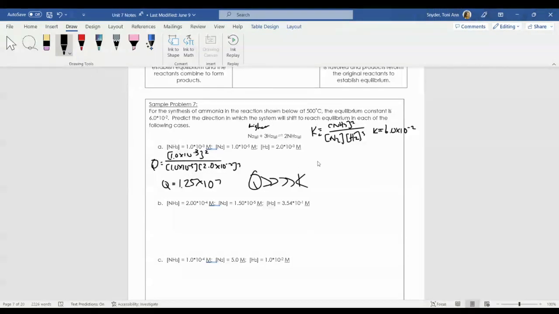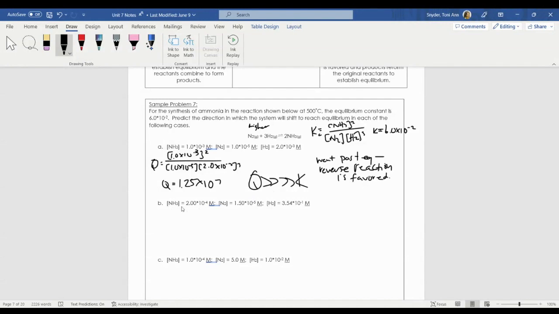So in this case, we went past equilibrium. We produced too many products. Therefore, the reverse reaction is favored. This reaction has to reestablish equilibrium by producing more reactants. I have to raise the concentration of reactants in order to lower this value for Q.